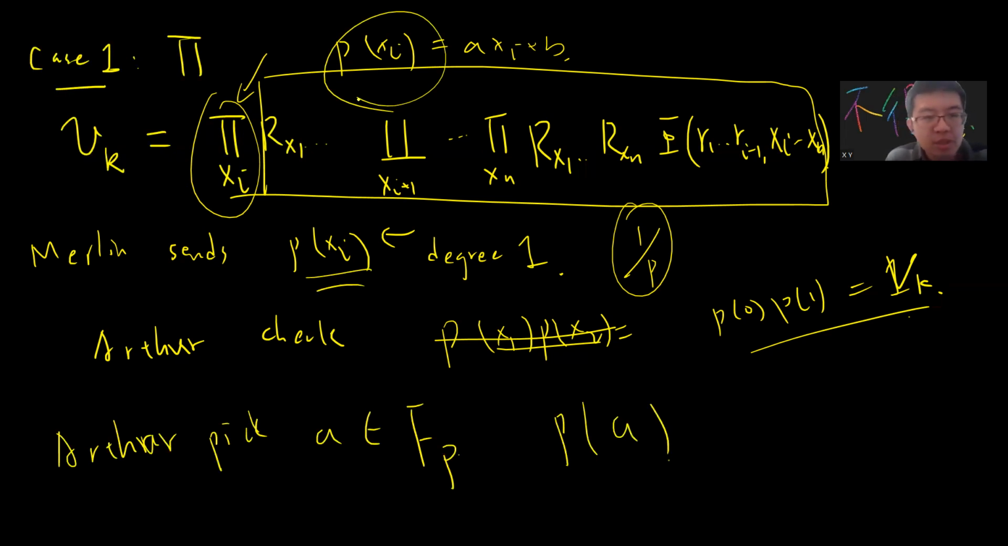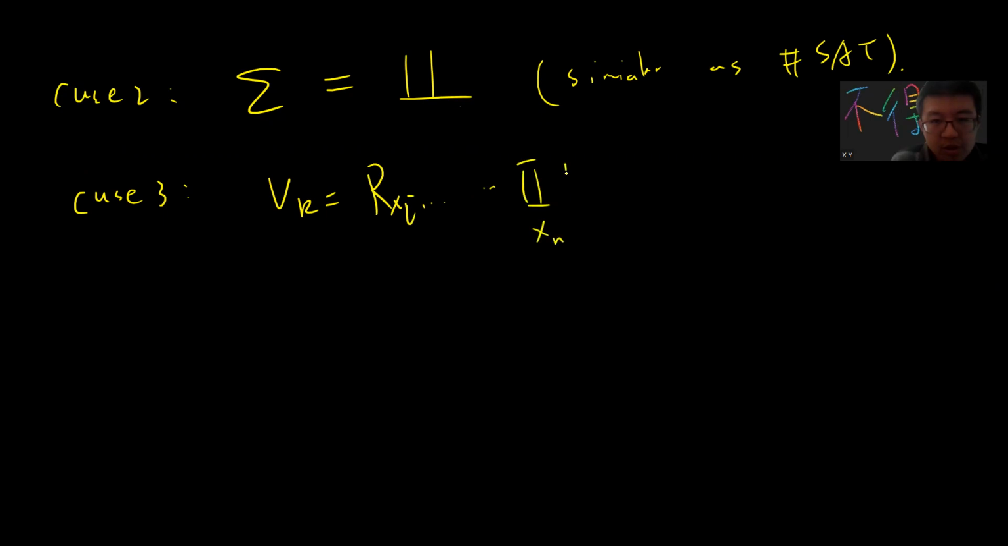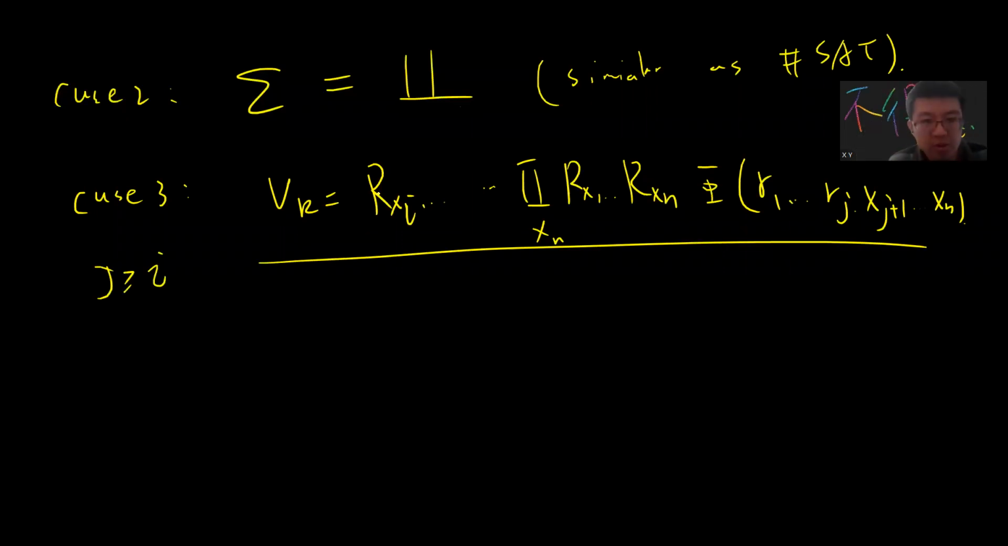And then case 2 is just sum, right? Or basically in our notation it is this. So this is similar to sharp SAT. Okay, so that's important. And there's a case 3. Case 3 is that let's say VK is basically R X1 up to some Xi, up to Xn, R X1 up to R Xn, and phi. So it's R1 up to Rj and Xj plus 1 up to Xn. In this case, j is greater than i. So this is the middle step. That's the third case, right? There's a linearization.